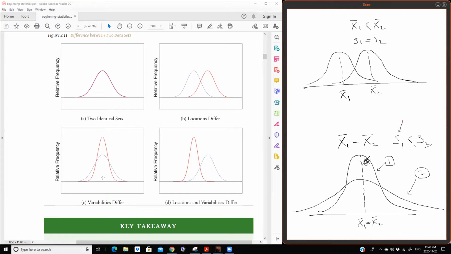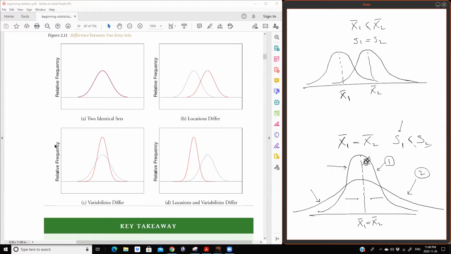But in the first population, the variance is small, so variety is lower. So they're all gathered around the mean. So this one will be tall and narrow, but this one will be short and wide, which represents a bigger variance.